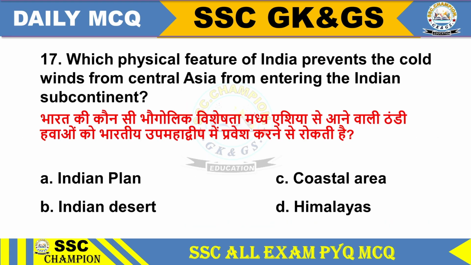Question 17. Which physical feature of India prevents the cold winds from Central Asia from entering the Indian subcontinent? Option A: Indian plains, option B: Indian desert, option C: coastal area, option D: Himalayas. Right answer: option D, Himalayas. The Himalayas prevent the cold winds from Central Asia from entering the Indian subcontinent.